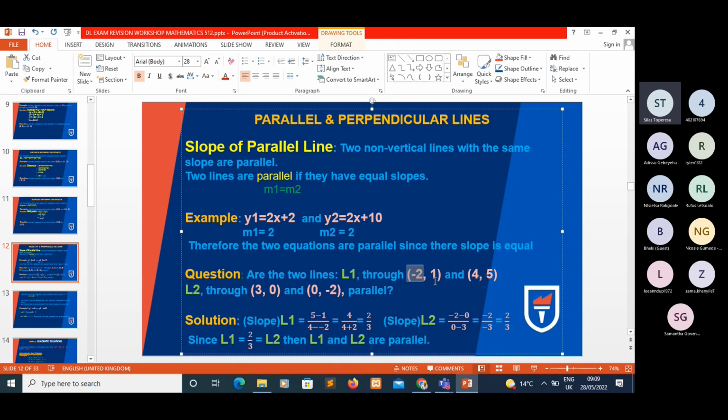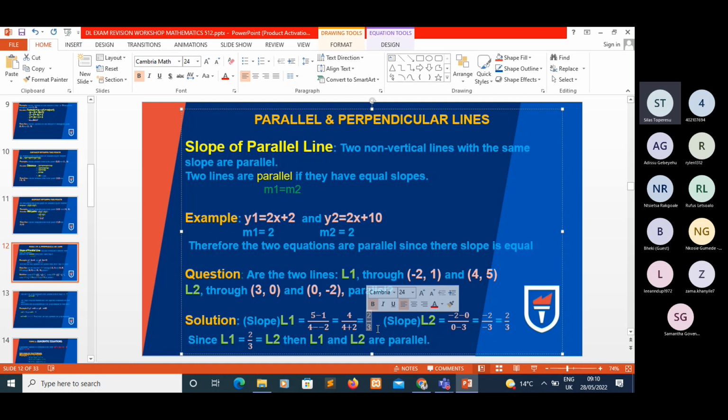Always take that with its sign. That's why I have minus 2 here. If you check here, it's minus for the formula and minus 2 for the value that I have here. So 5 minus 1 gives me 4. If I say 4 minus minus 2, it changes the minus, it becomes a positive. So it becomes 4 plus 2, which is 6. So that's how I get it. This one is 2 over 3. So the slope of my L1 is 2 over 3.